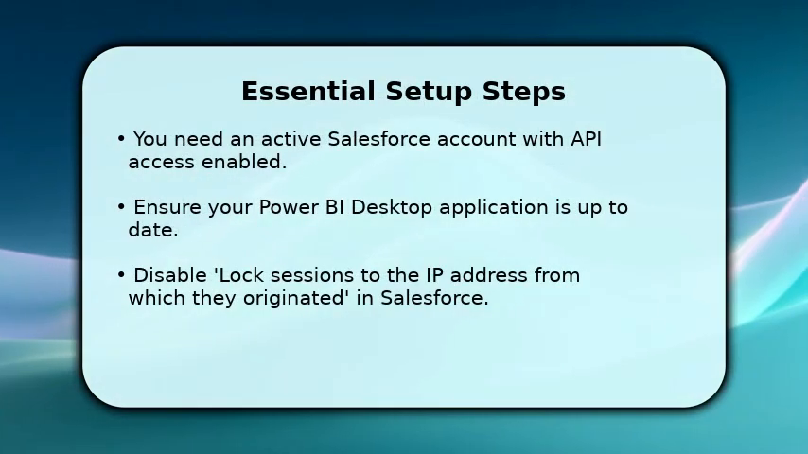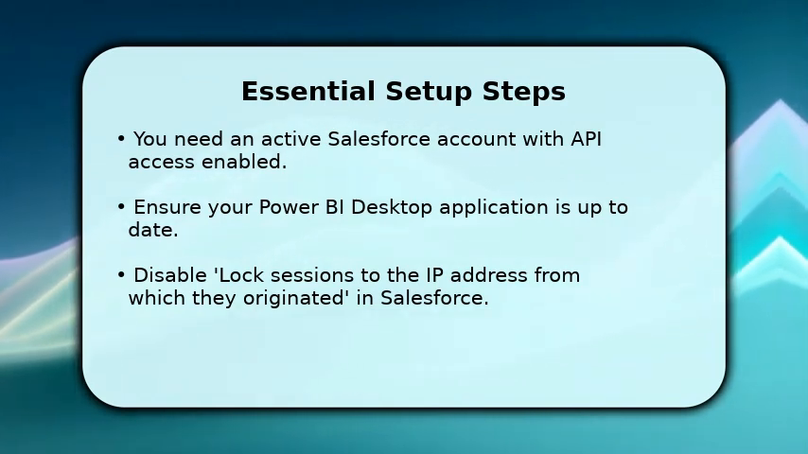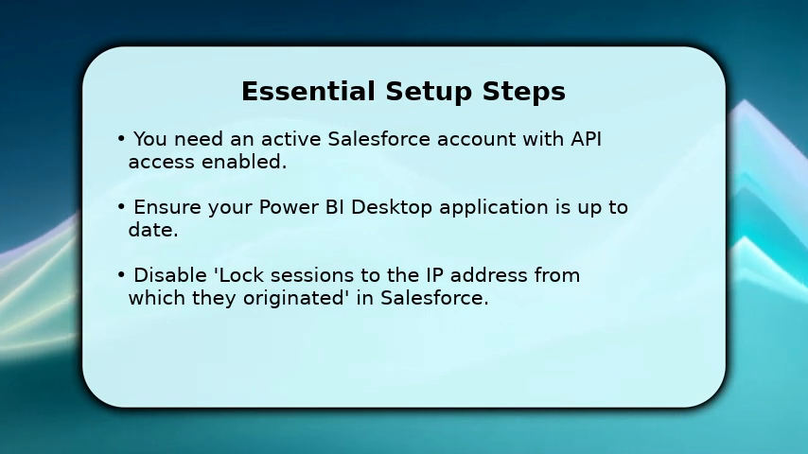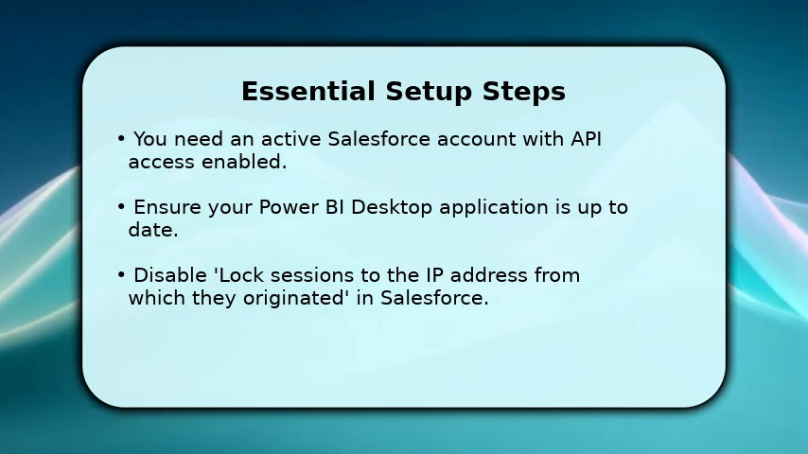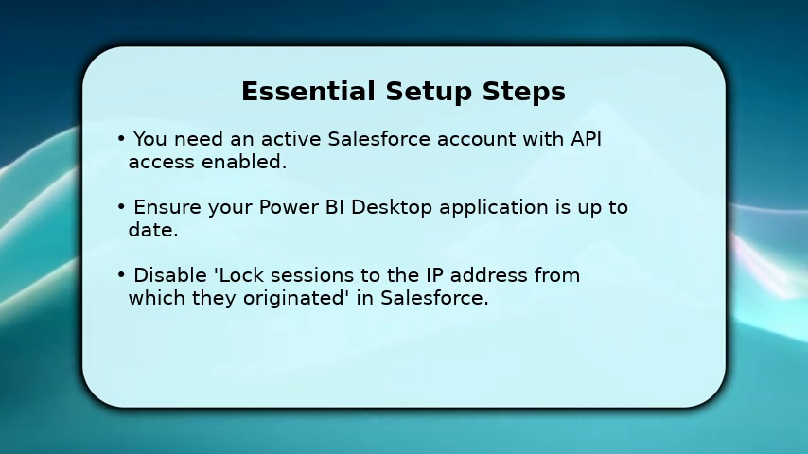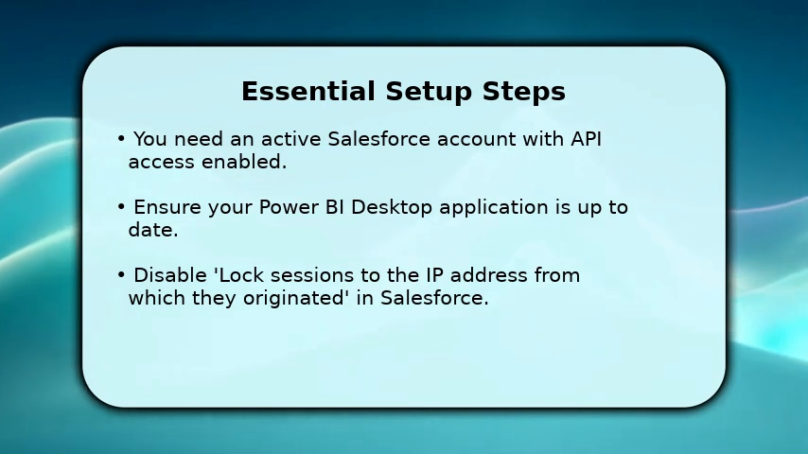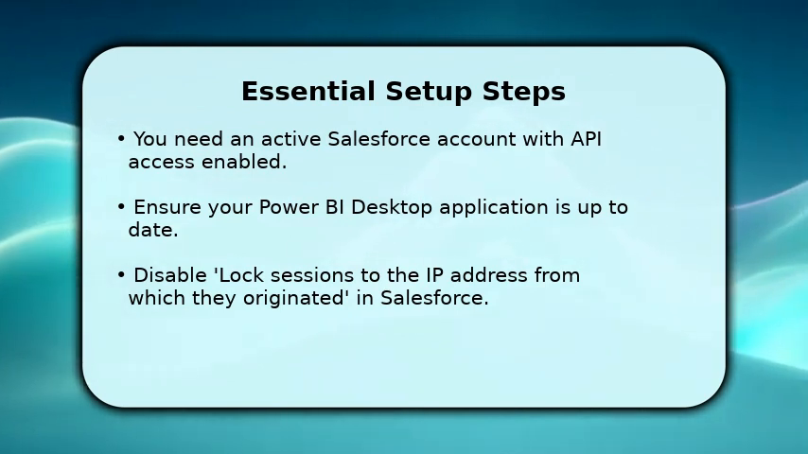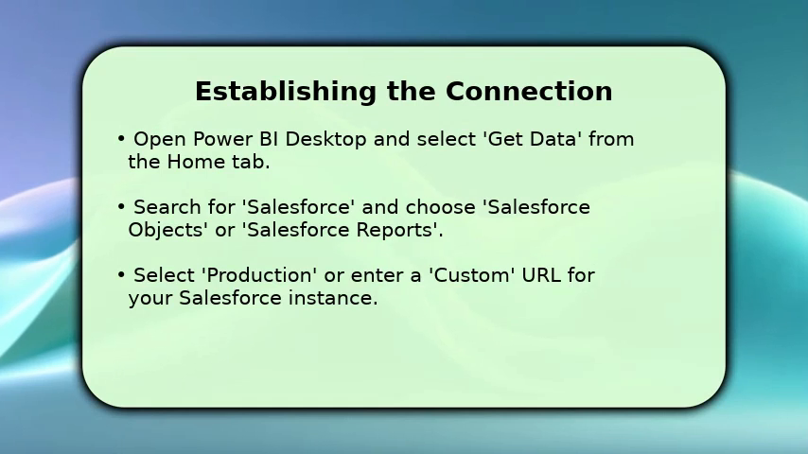Before connecting, a few essential setup steps are required. First, confirm you have an active Salesforce account with API access enabled. This is crucial for the connection. You can check this in your Salesforce profile settings. Also, make sure your Power BI Desktop application is the latest version for optimal performance. Finally, within Salesforce session settings, disable the option to lock sessions to the IP address from which they originated to prevent connection issues.